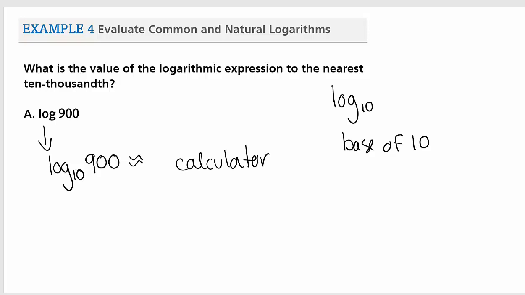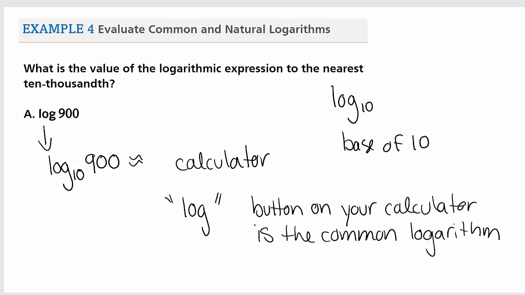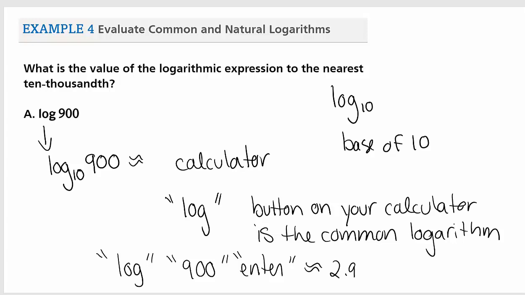On your calculator, you will find a button that says log. The button on your calculator is the common logarithm. Therefore, to evaluate this, you're going to hit the log button, and then you're going to hit 900 and enter. And you will get approximately 2.9542.